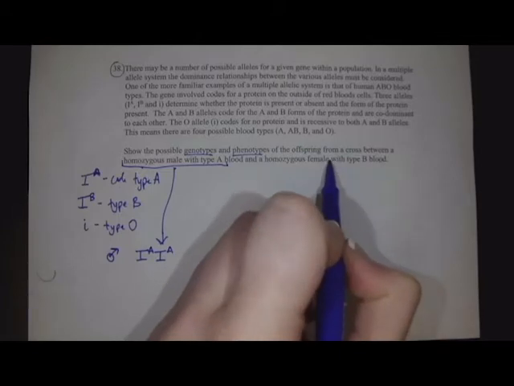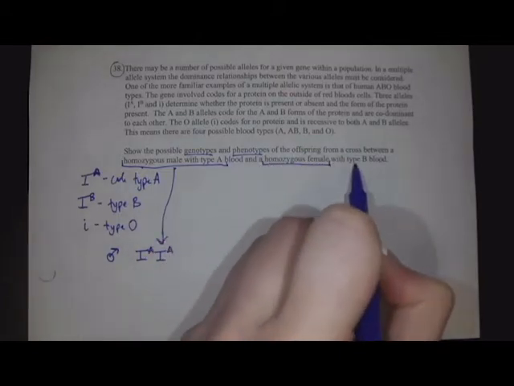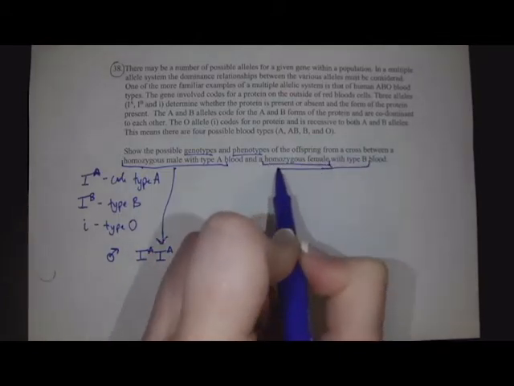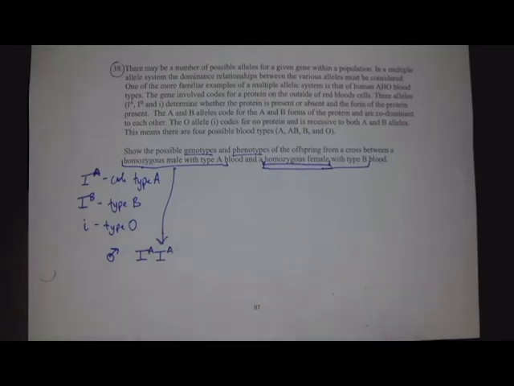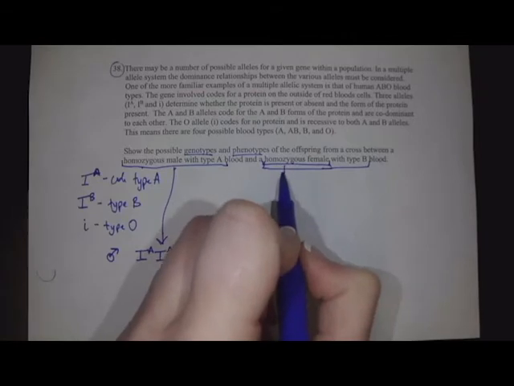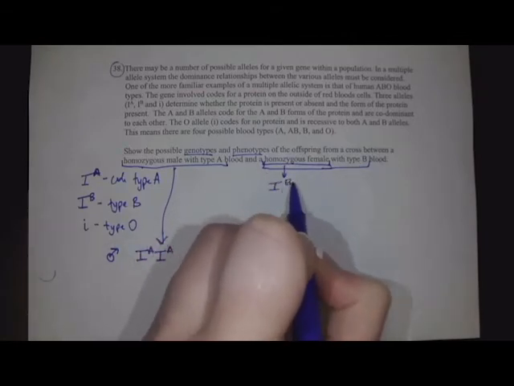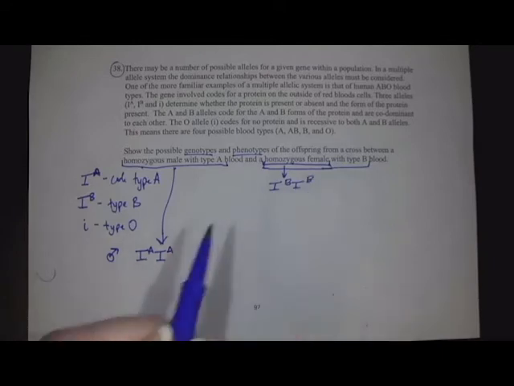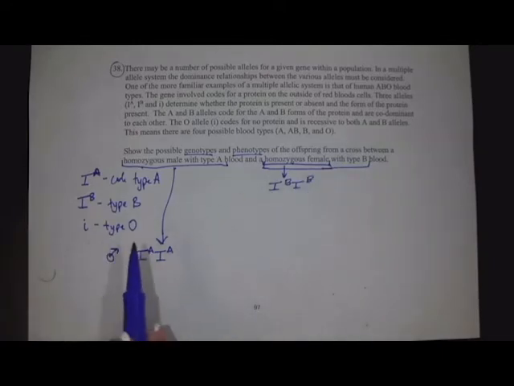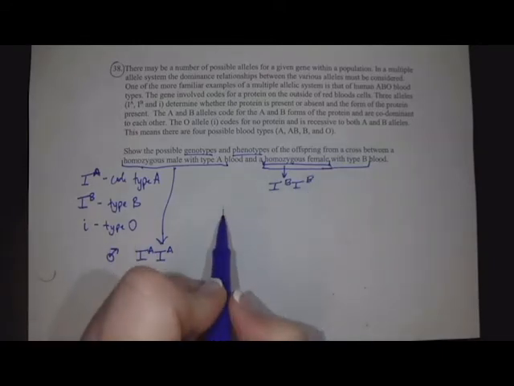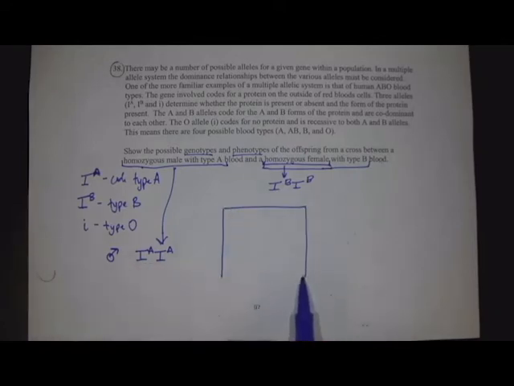Then we have our female. She is homozygous with type B. Again, homozygous, you're going to have two of the same allelic forms again. So since she's type B, you're going to have capital I with a B and capital I with a B. So now we're going to make a cross between these two. So we'll set up our Punnett square.